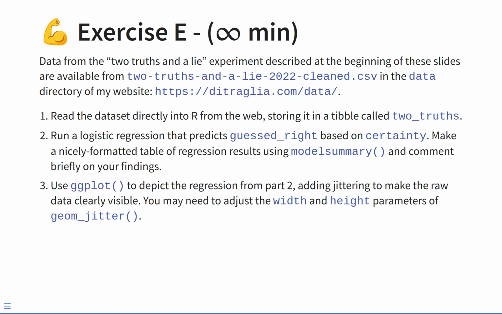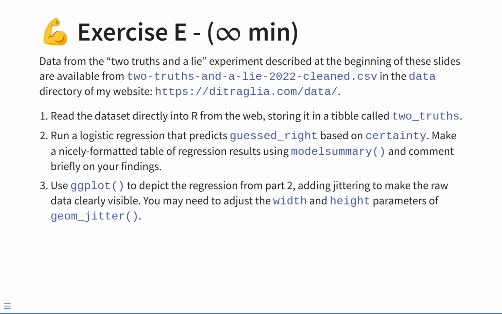And now we have reached the end of the lecture, and we have reached the final exercise for you to explore. So here, I'm going to ask you to pull the data set from my website, from an example where I actually carried out the two truths and a lie experiment with my class. So that can be found in the data directory of my website. So you have to go to https://tetrali.com/data/ followed by the name of this file, which I've given you on the slide. And here's your opportunity to play around with logistic regression on a real example.